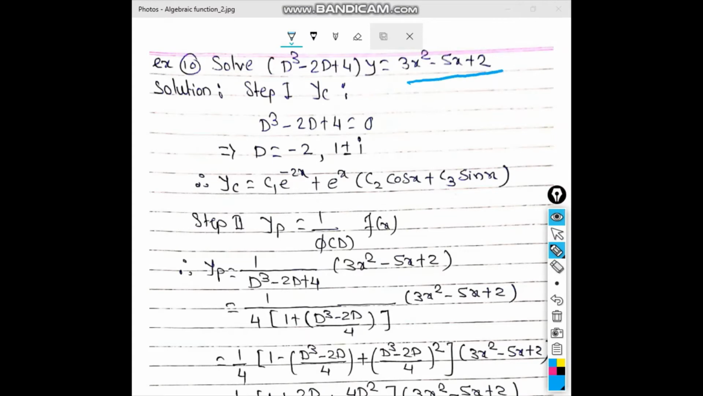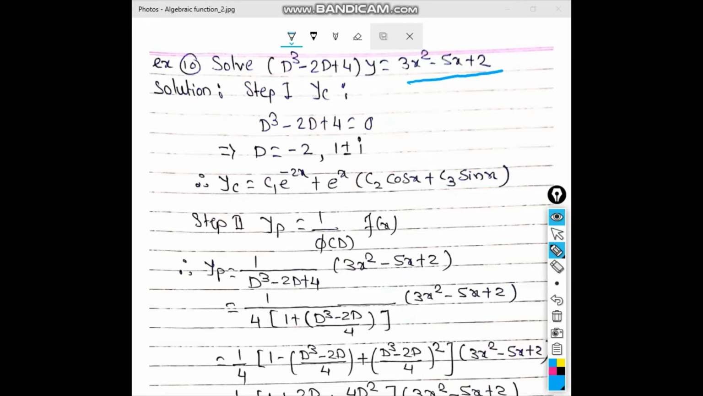an algebraic function. Okay, so whenever the RHS of the function is an algebraic function, it is in a form like 3x square minus 5x plus 2. That means it may be in polynomial form or sometimes only x raised to n. It may be x cube, x square, anything. Okay, so if the RHS is an algebraic function, how do we find a particular solution? Yes, step one is common.